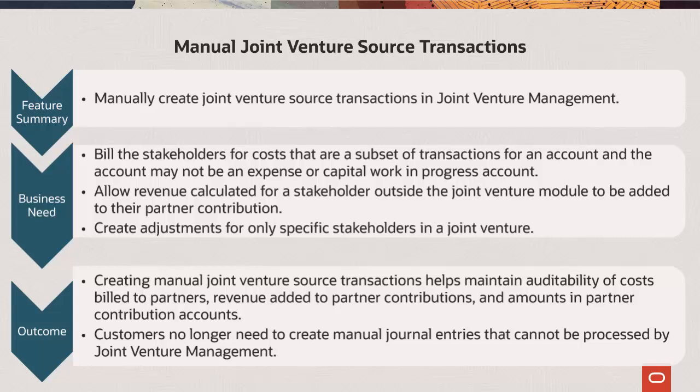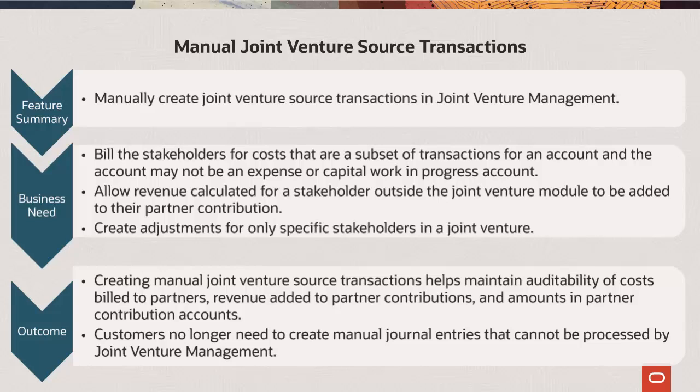Some joint operating agreements provide for the billing of stakeholders for a subset of costs that aren't associated with the cost account or capital work in progress account. These can include costs, which need to be billed to joint venture partners, for example, costs related to inventory, right of use, and prepaid expenses such as prepayments for insurance.